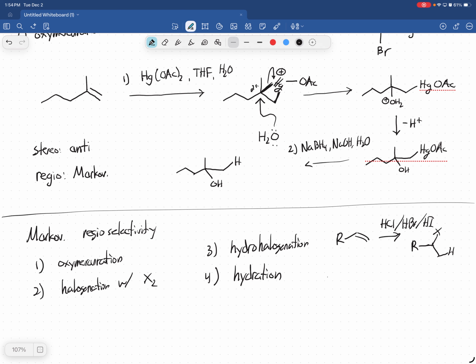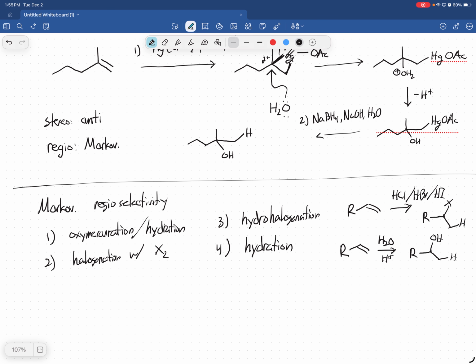Yeah, hydration, right? So instead we add water, H2O, you need a catalyst, H+. And instead of X there, you're going to get OH. All right. So this is a hydration mechanism. But you can also do those with alcohols. So you can also do halogenation with X2, ROH. Some of these are not anti. All of these are Markovnikov regioselectivity.